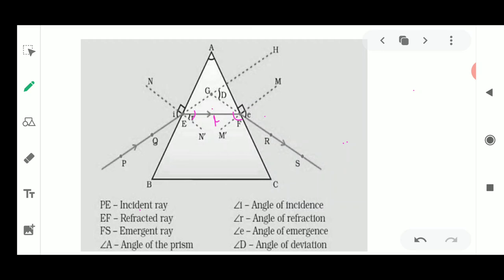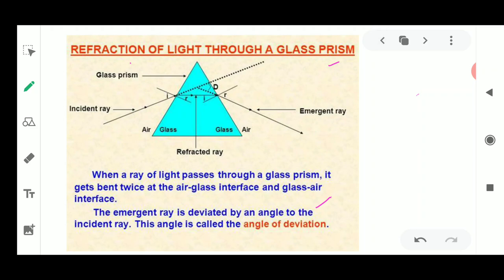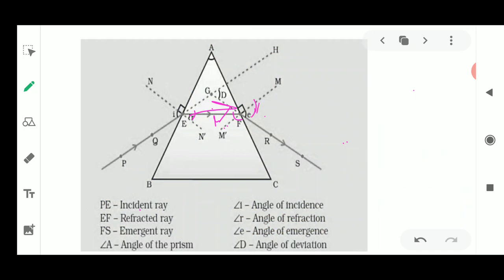This is the angle of incidence. Why does it become the angle of incidence? Because this light is incident from inside. That is why it is angle i, as it is written over here. Now the angle r is present here, which is known as the angle of emergence.